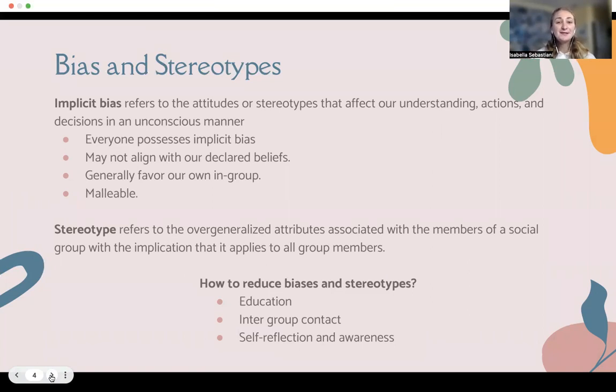Traditionally, a stereotype has been defined as an overgeneralized attribute associated with the members of a social group, such as the reserved English or the geeky engineer, with the implication that it applies to all members of the group. Stereotyping others is simply unfair. Although in some cases, the stereotypes that are used to make judgments might actually be true of the individual being judged, in many other cases, it's not true.